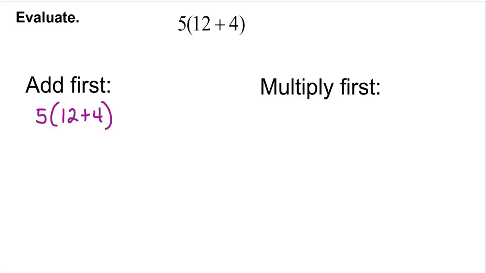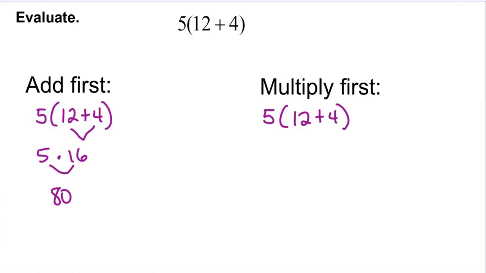So we can add first, which is probably what we're most comfortable doing right now, and you get 5 times 16, which is 80. Or we can multiply first using the distributive property. Now, the distributive property says we're going to take everything in the sum times that 5. So we have 5 times 12 plus 5 times 4.